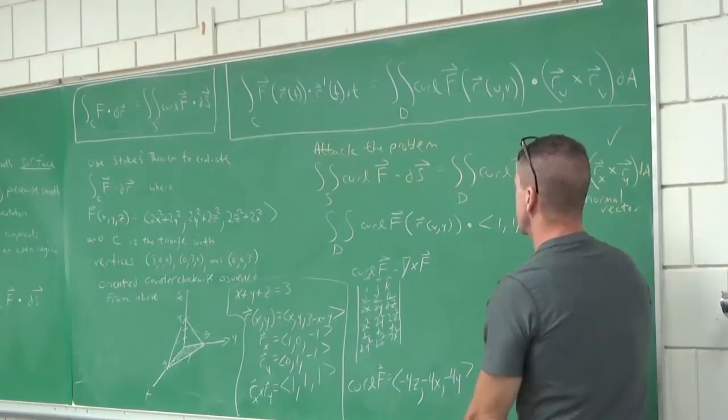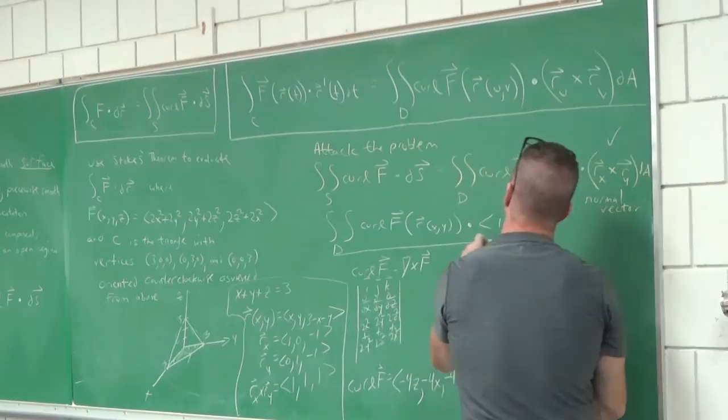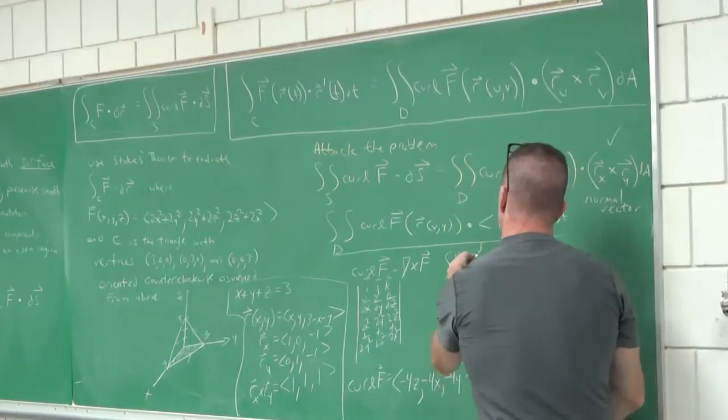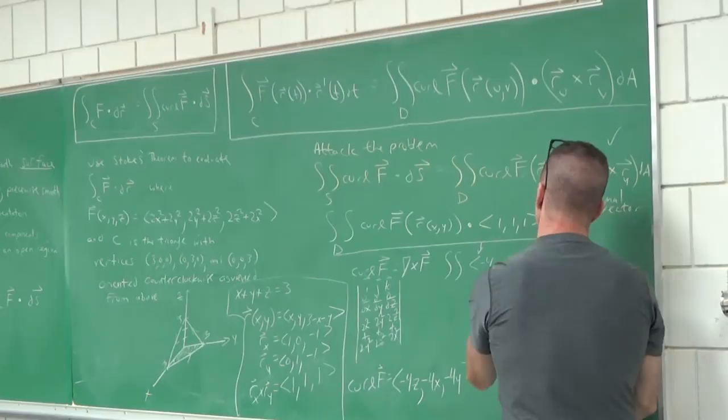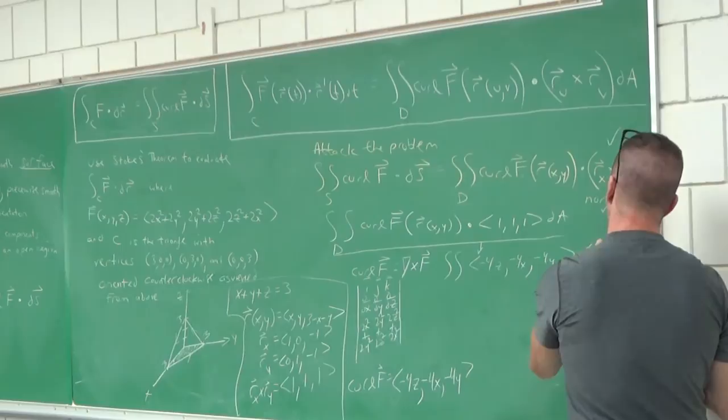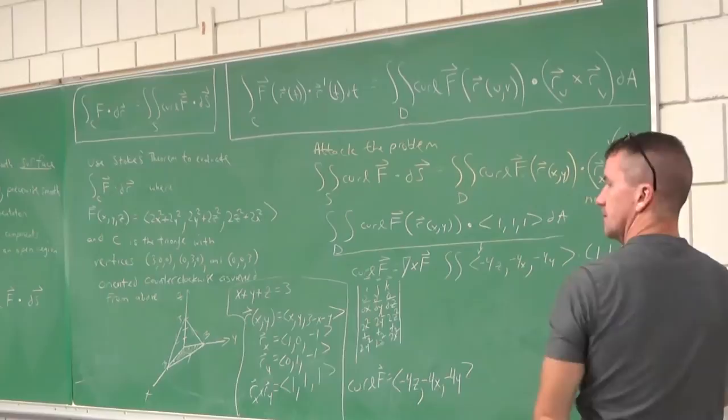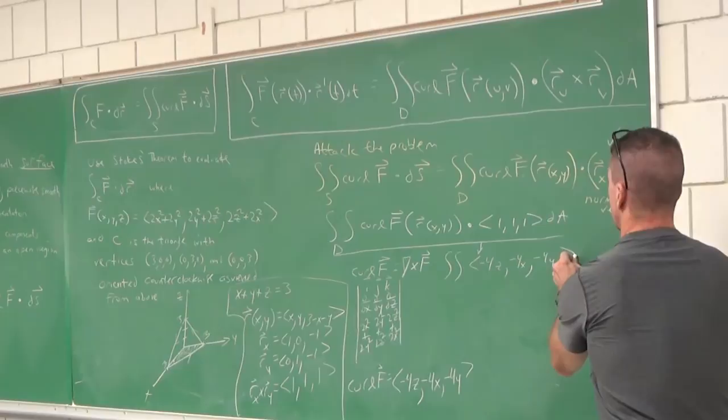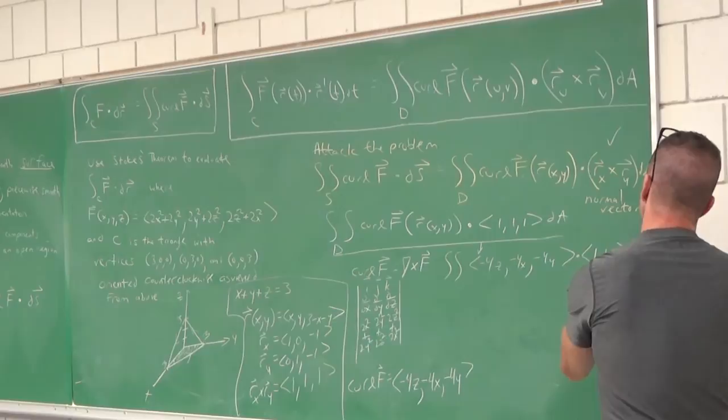So now I'm going to just take this problem and say, all right, now we got this right here. And it's equal to the double integral of negative 4z, negative 4x, negative 4y, dot a simple 1, 1, 1. And I'm going to do dy dx. Let me make sure we can see my dy dx. Dy dx.